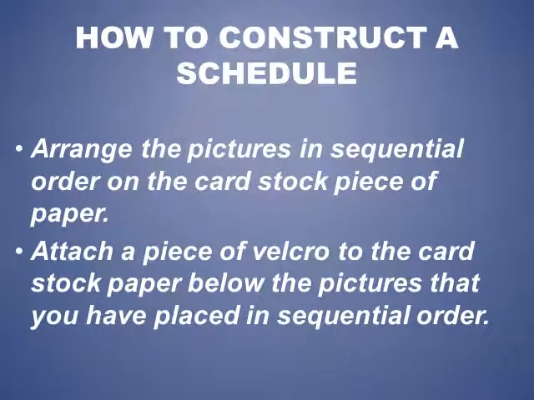And then what you're going to do is attach a piece of Velcro to the cardstock paper immediately below those pictures that you've placed in sequential order. So you're going to have a piece of Velcro on the back of your picture. You're going to arrange your pictures on that laminated cardstock paper with equal spacing in between them, whether it's 3 pictures or 10 pictures, whatever the case may be.